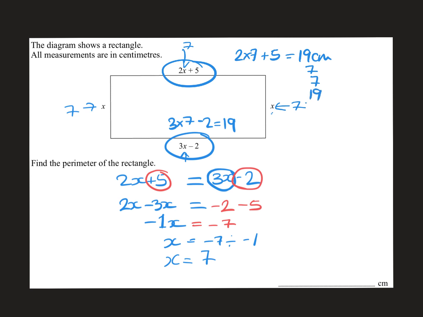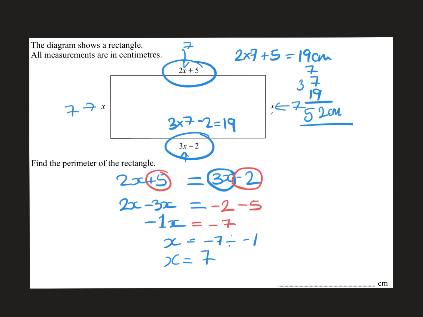So we would need to add that up. So 19 and 19 is 38, 7 and 7 is 14, and 38 plus 14 is 52. So this is 52 centimetres perimeter for this rectangle.